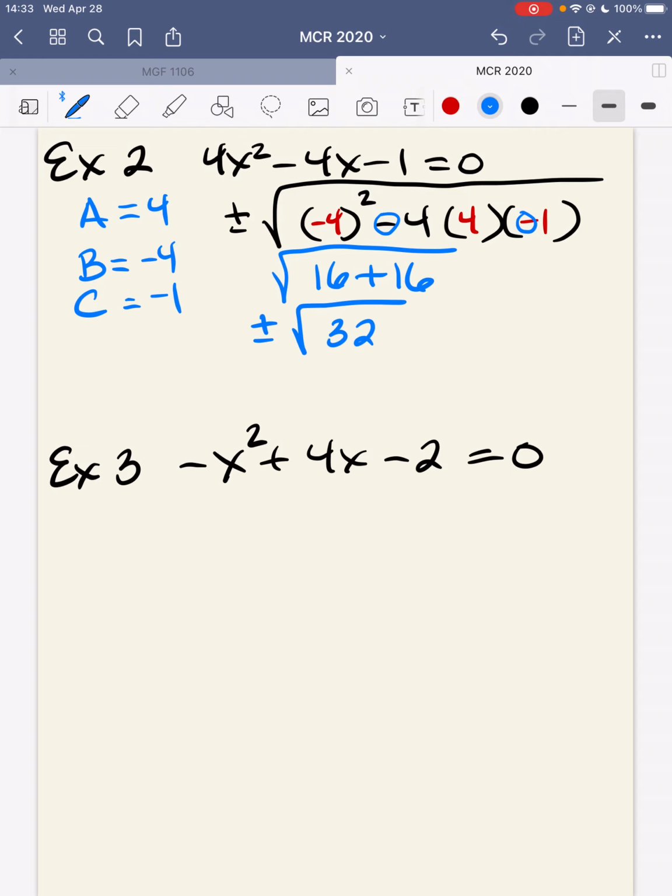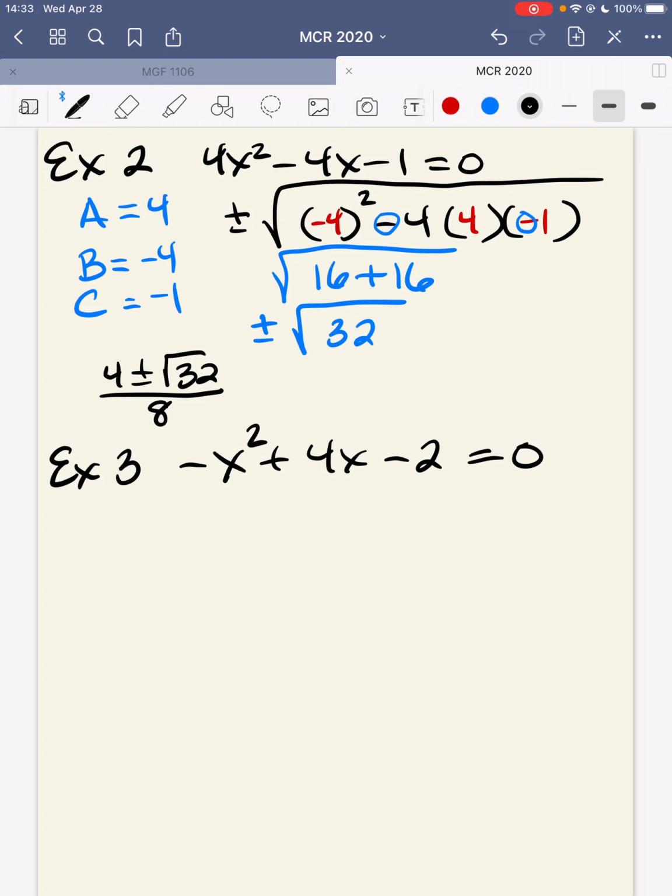All right. First, let's go ahead and set it up, because even if you can't simplify the square root, we can still set up our two answers. So we should have the opposite of my b, so we should have 4 plus or minus the square root of 32 over 2 times a, and that should give us 8.